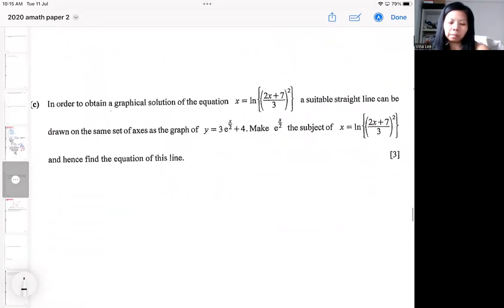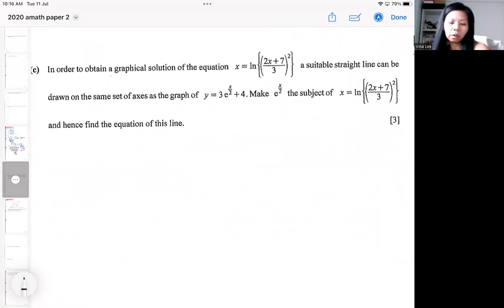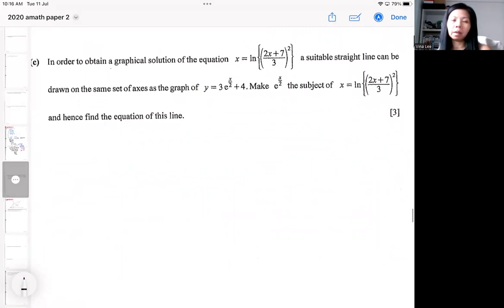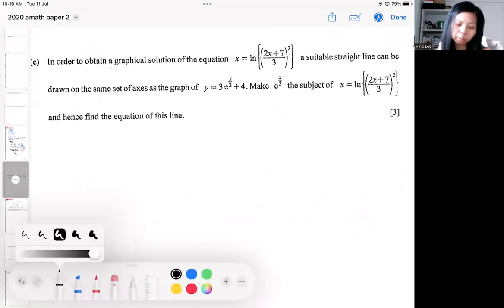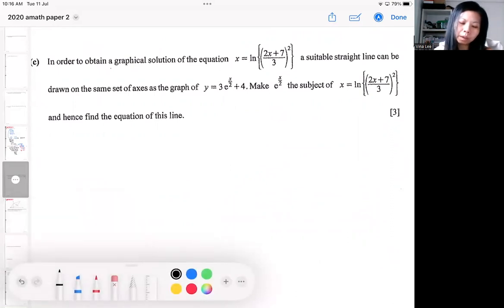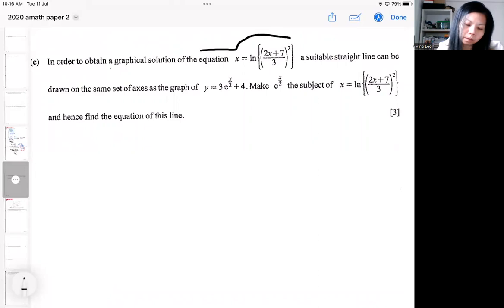Part C is a bit more difficult. This one is the same idea from EMath. From EMath, there's this thing called graphical solution. So it's the same thing. I would like to solve an equation through the graph. If I would like to solve an equation through the graph, I need to make use of simultaneous equations. So this will be the equation.